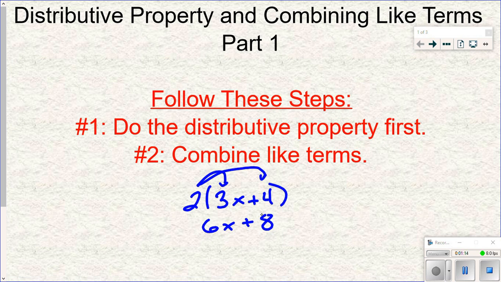If you're not familiar with the distributive property, I have a lesson on that. There should be a link up in the top corner of the screen. You can go and watch that. Second step is to combine any like terms. All right, so let's look at some examples of this.